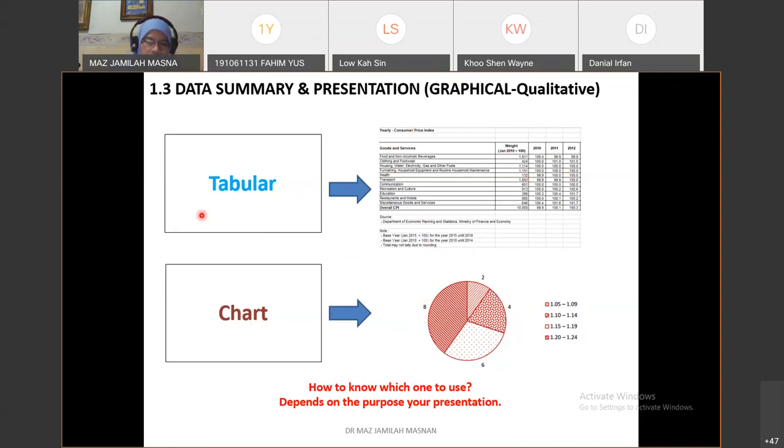So you can see you can have different types of representation of your data. How to know which one to use? Okay, so it depends on the purpose of your presentation. Sometimes you may still need your table because you need to refer to the values of your data. Sometimes you don't need that because you only need the summary of that. So this is where the charts come in, okay? So it depends on the purpose of your presentation, whether tabular or chart, depending on the purpose that you wish to use.